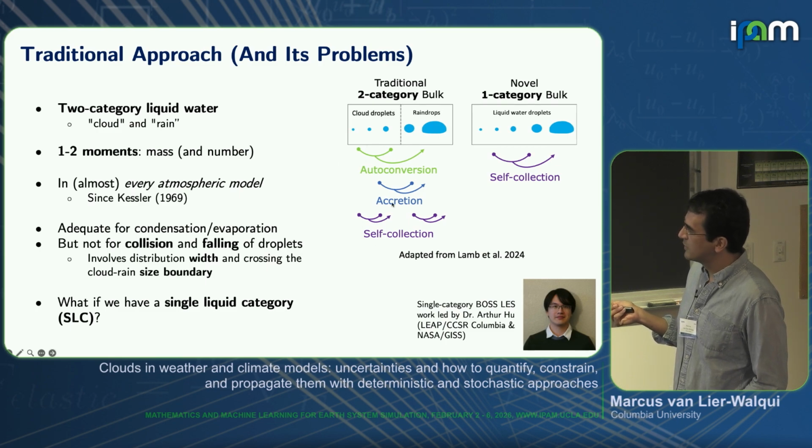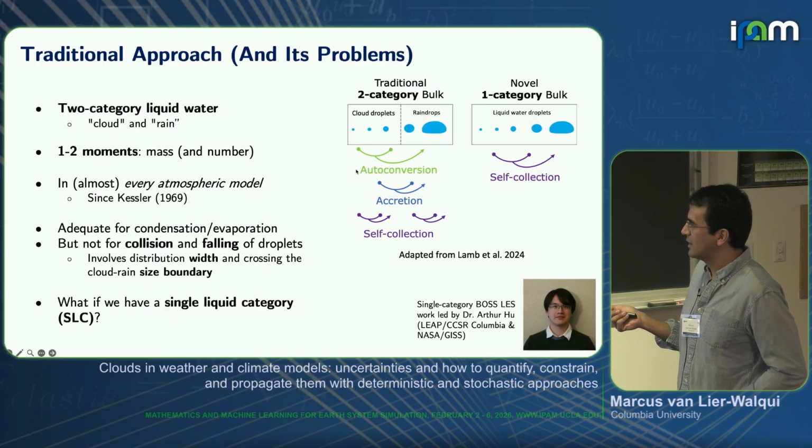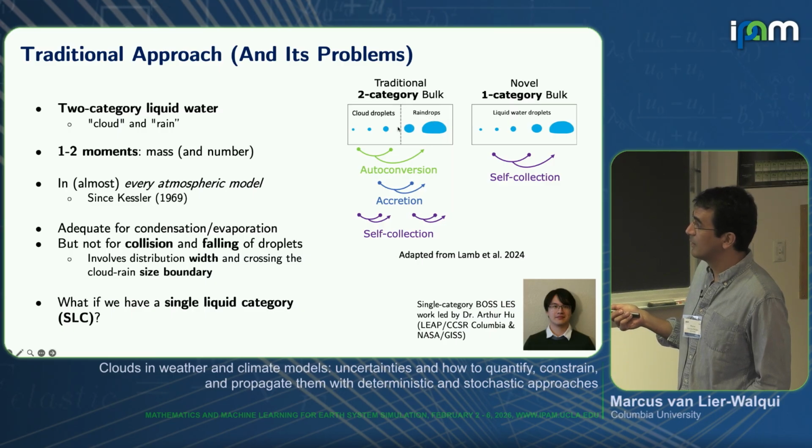At some point, we're just like, that's not a cloud droplet anymore, that's a rain droplet. And there are a bunch of different processes that have to happen once you create two categories. I could have cloud droplets bump into each other, and what they produce is a larger cloud droplet. I could have two cloud droplets bump into each other, and they become large enough to be a raindrop. The first one is self-collection. The second one is auto-conversion, cloud turning into rain. And then there's accretion, which is a raindrop hitting a cloud droplet and becoming larger.